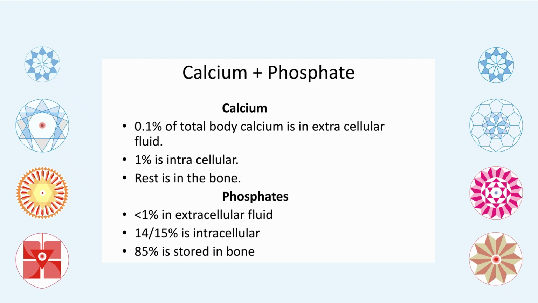For phosphate, less than 1% is extracellular, 14 to 15% is intracellular. That means outside the bone it is 15% and in the bone it is 85%. Why is it 15% outside and 85% inside, unlike calcium? The reason is very simple. Phosphate by and large is an energy molecule. You need more energy outside than you need inside, so it is always mobile, either as ATP, ADP or calcium phosphate or for that matter DNA.